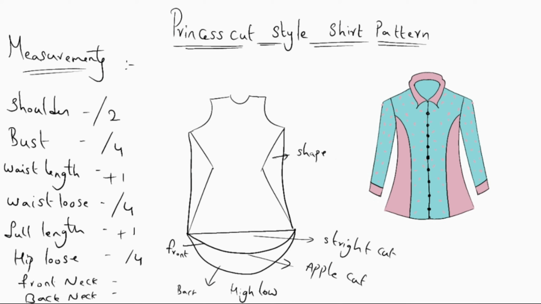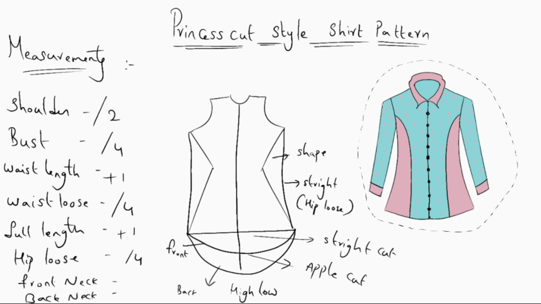When you are going straight, you take hip loose for bust also, not any other measurement. For straight cut, you go with hip loose. For bust, waist, and hip, everything is hip loose. You need only the hip loose measurement. No need of any other measurements. When you go to shape, then you need bust, waist loose and waist length, everything.